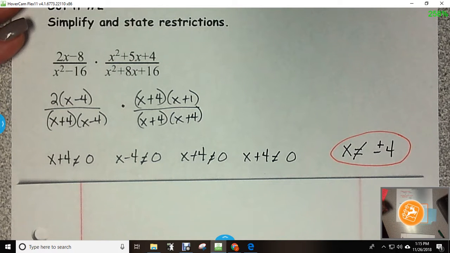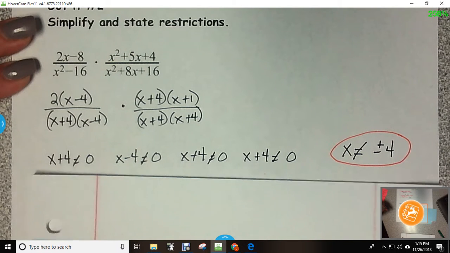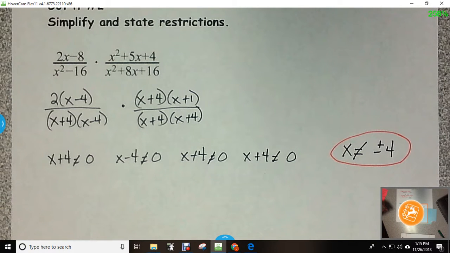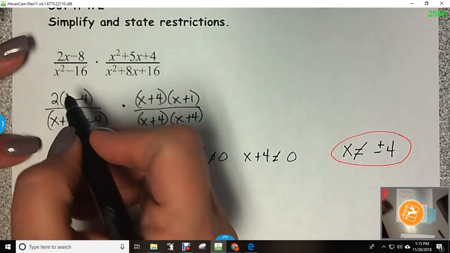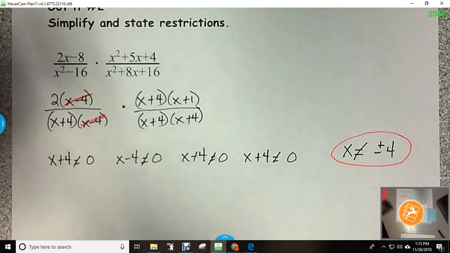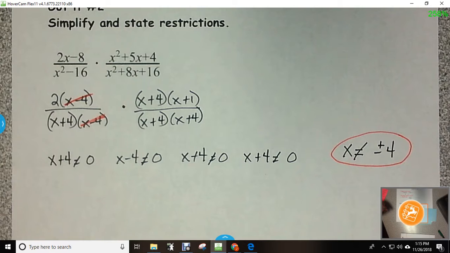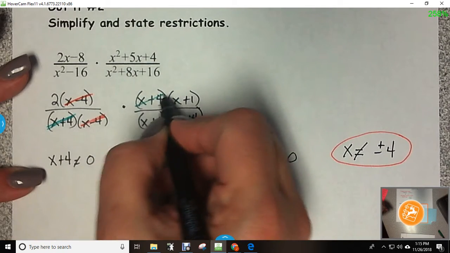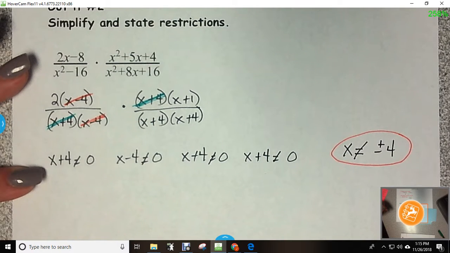I'm going to give y'all just a second to get caught up to here, and then I want to cancel this together to make sure we cancel the right parts. Remember, when you cancel, you have to cancel them in pairs, top and bottom. So I can cancel this x minus 4 with this x minus 4. I can cancel this x plus 4 and this x plus 4.